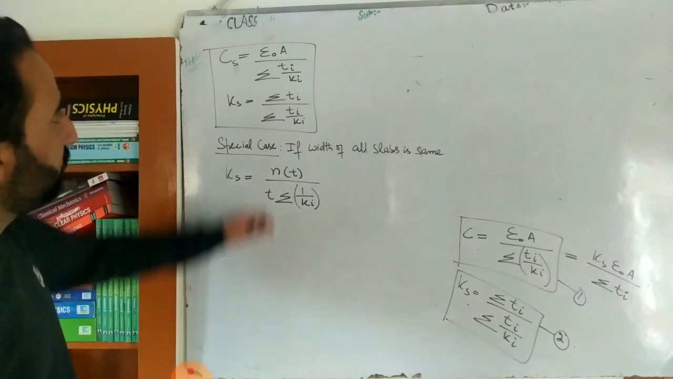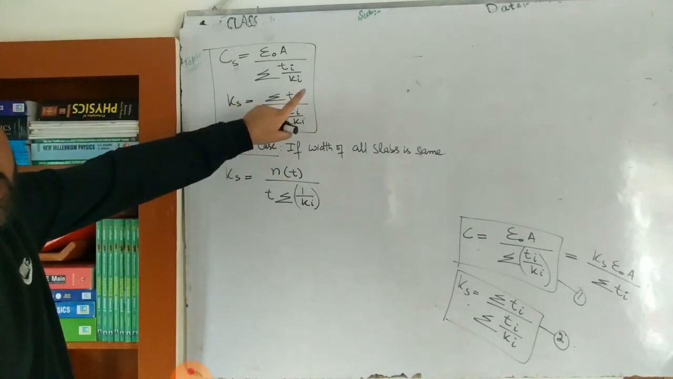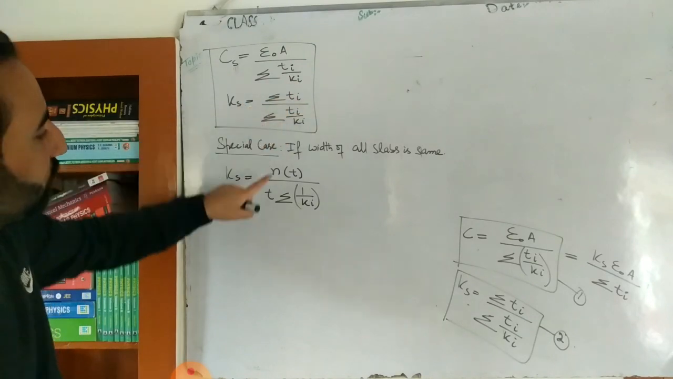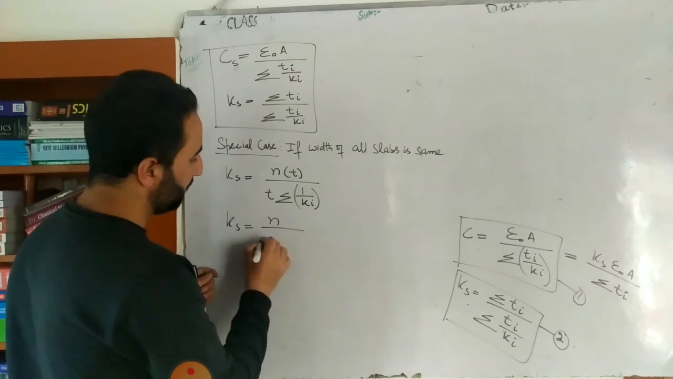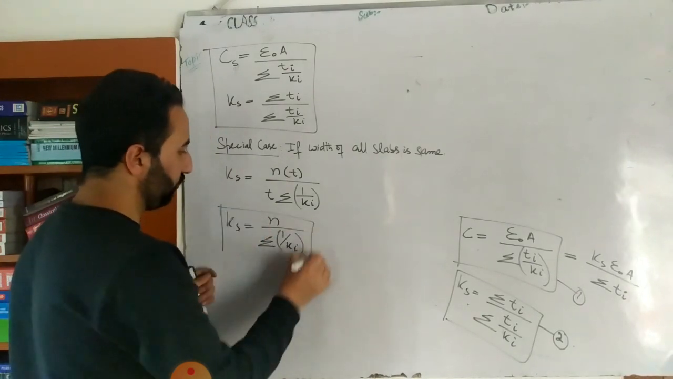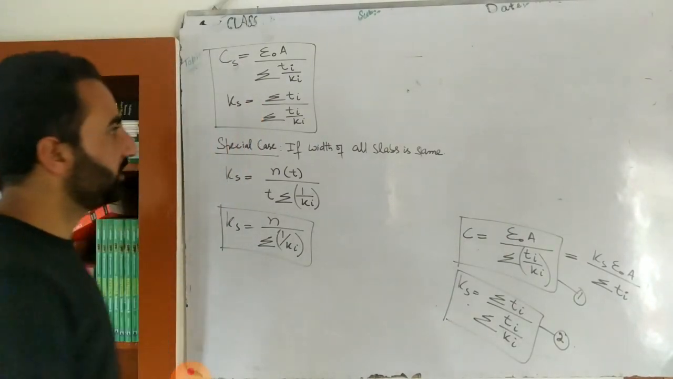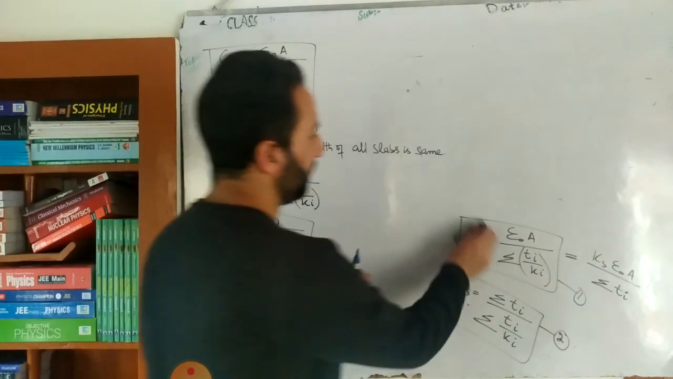So simply, summation of Ti is equal to n times T, and here T1, T2, T3 will all be the same, so that is equal to T. So this T will cancel, and Ks will be equal to n divided by summation of 1 by Ki. Okay, so this is one more equation, and this is true only if the width of all the slabs is the same. Again, pause it and write it down.